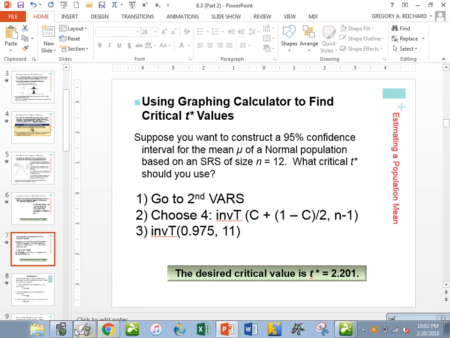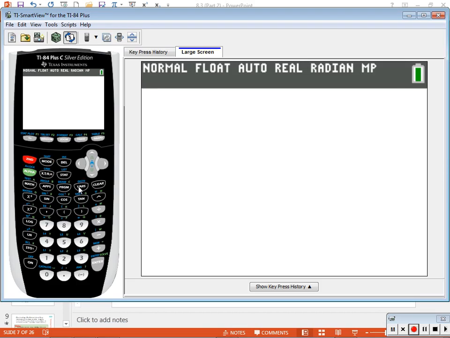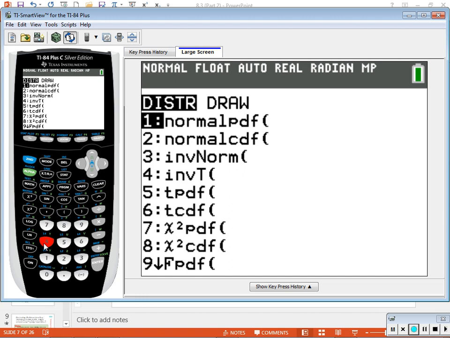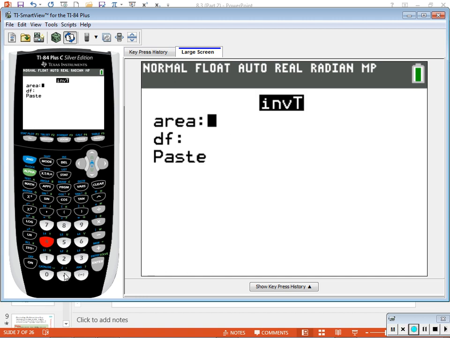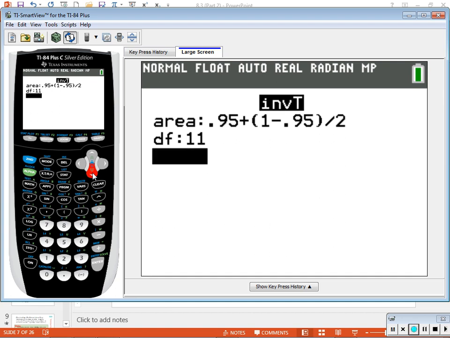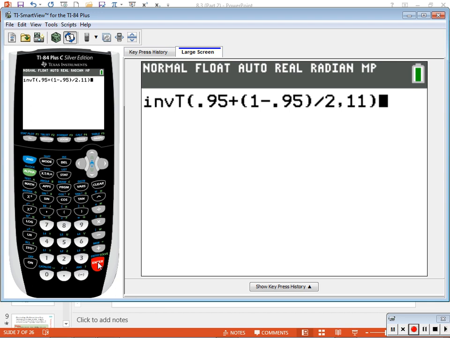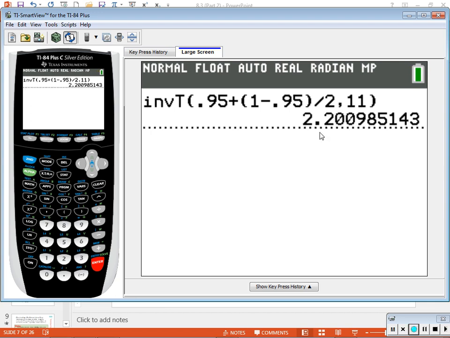So if I went to second vars, and I go to 4, which is the inverse t, I would put in, let's say for a 95% confidence interval, 0.95 plus 1 minus 0.95 divided by 2. And let's just say I had a sample size that was 12, which we did in this case. So the degrees of freedom would be 11. Remember, degrees of freedom is always just the sample size minus 1. And that would give you what the t-star score is. So you can see that there.